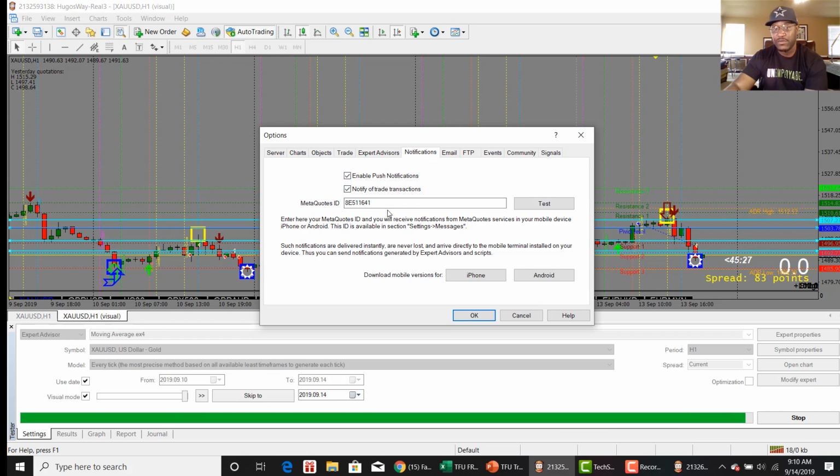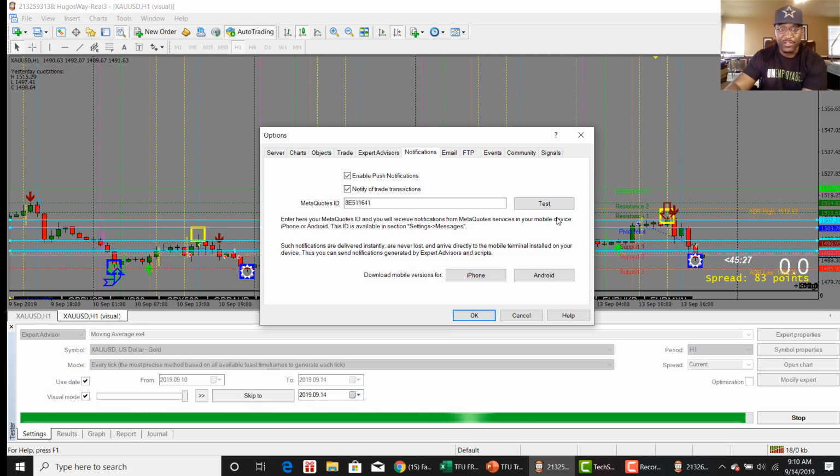Then on your phone, if you're on Android, it will be under Messages. You go to Settings, then you go to Message, then you're going to look for this MetaQuotes ID number. Then you have to put that number in here on your computer. Click Test. It's going to send you a test text through your MetaTrader to your phone, letting you know that you're set up.